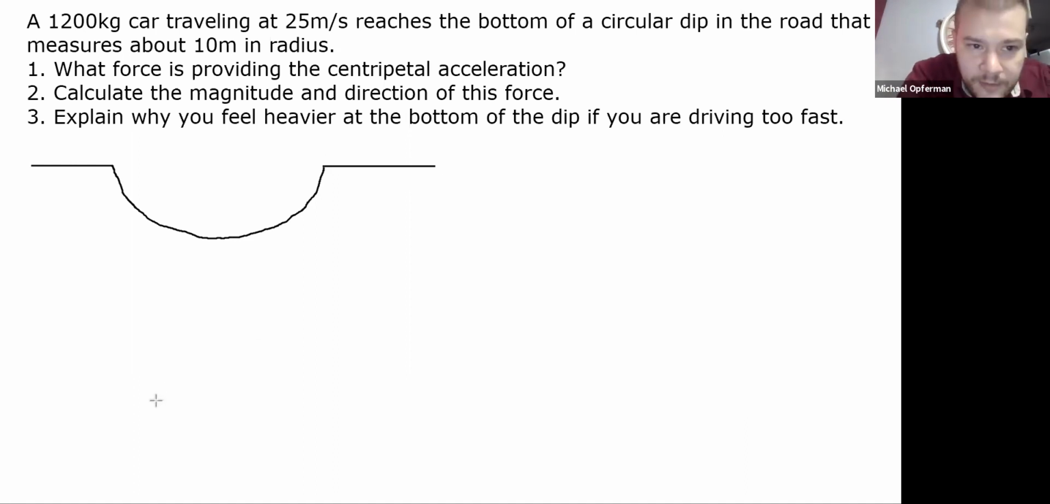And we know that there's the center of the circle, and this dip in the road is 10 meters in radius. And I'm interested in when my car is down at the bottom of the dip here. And when my car is at the bottom of the dip, let's say it's moving left to right across the screen, it has a velocity of 25 meters per second. Okay, so there's my basic sketch, just to wrap my head around the problem.